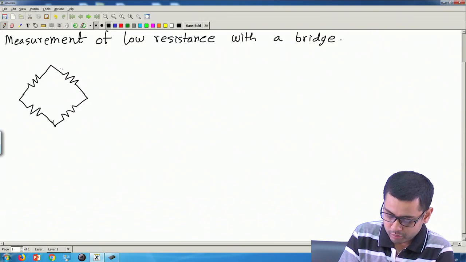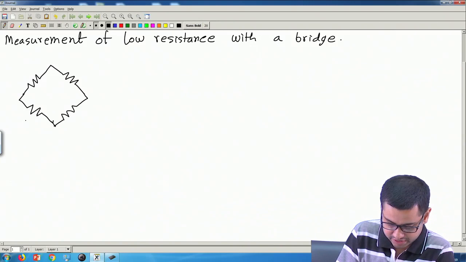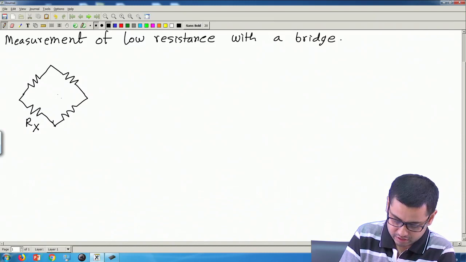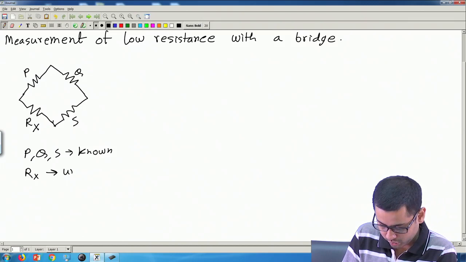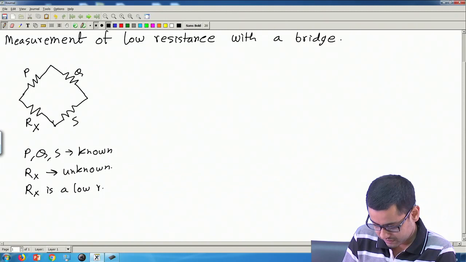Now, one among these four resistances definitely is the unknown one which you want to measure. Say this is the unknown resistance, call it Rx, x for unknown. All other resistances are known, call them P, Q, R and S. Okay. So, let us write P, Q, S are known, Rx is unknown, and Rx is a low resistance.